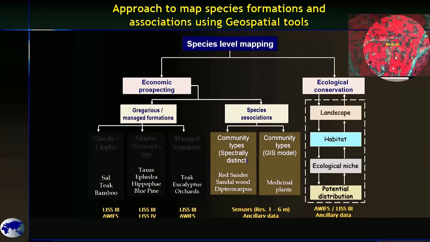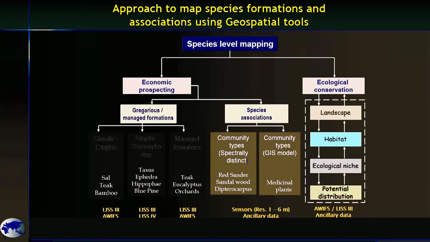But when you talk about ecological conservation, you have landscape, habitat, ecological niche, and then potential distribution. That can easily be done by making use of existing data. For example, LISS-3 has 23.5 meter resolution and AWiFS 56 meter. You have to see what type of analysis you are interested in and what resolution can support it. After that, if you think it needs high resolution, only then should you go for high resolution. Otherwise it is not required. Like gregarious formation, you can easily do it with coarse resolution satellite data. You don't need high resolution.